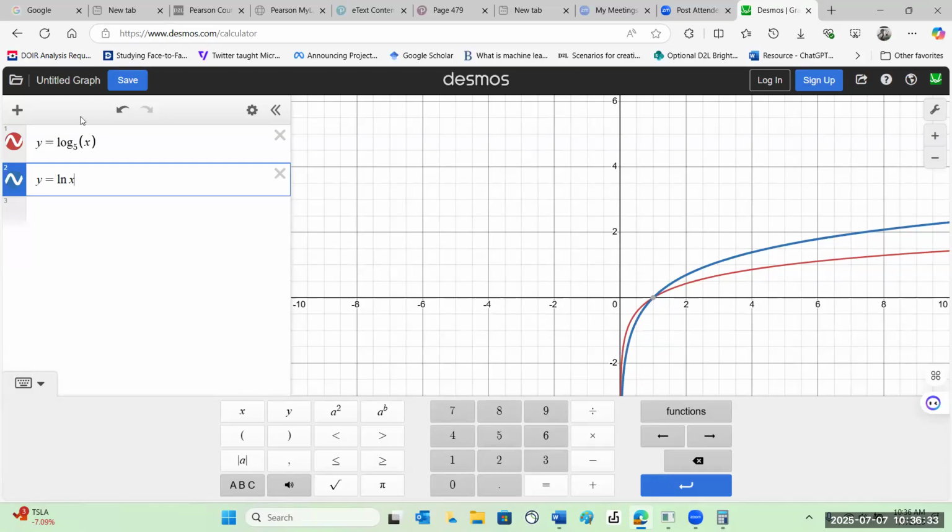So you notice how the first one, the red one, is much shallower. The reason for that is because it comes with the base. Log base 5 is base 5. ln is log base e, which is 2.718. So the smaller the base, the more steep it goes. So if we had log base 1.15, it would go even higher. So the bigger the base, the more shallow it becomes.